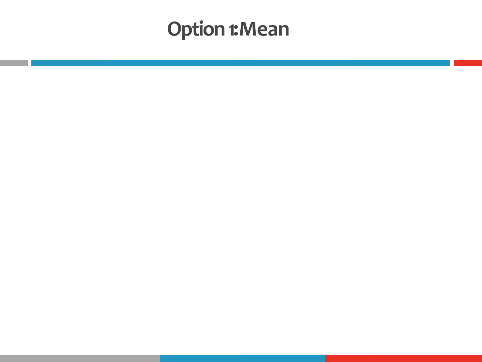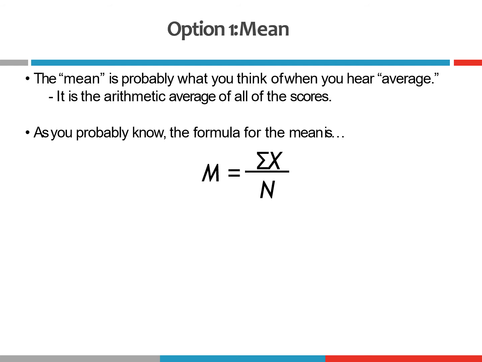Okay, so fortunately, there are actually 3 different averages we can choose from, or measures of central tendency we can choose from, depending upon the nature of our data set or our distribution. The one that you are probably most familiar with is the mean, right? And that's probably what you think of when you hear average. So the mean is just the average of all of the scores that we calculate.